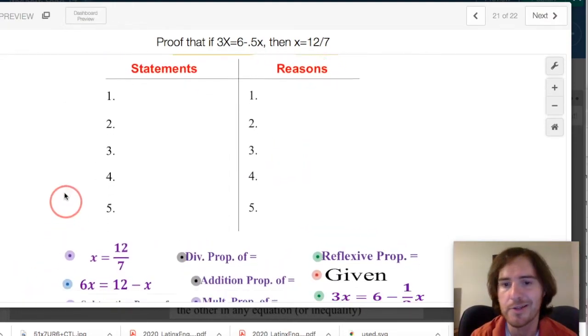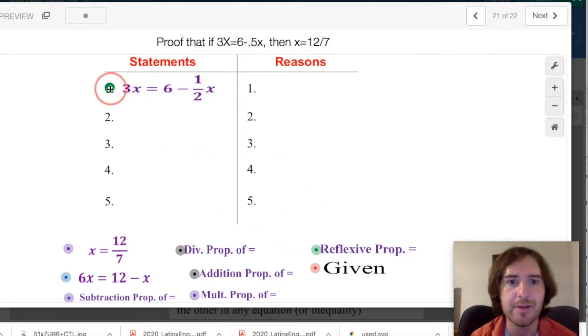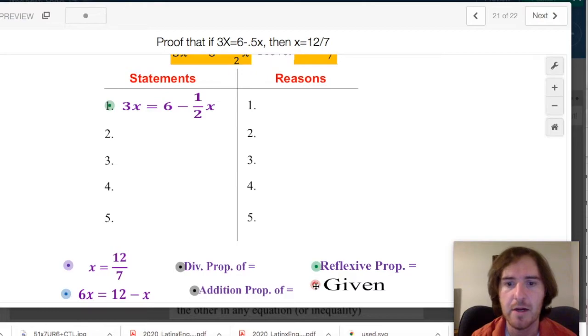When I write proofs, I just start with the given, guys. You want to do this quickly. You want to get on with your merry lives. You want to get done listening to Mr. Ford talk right here.